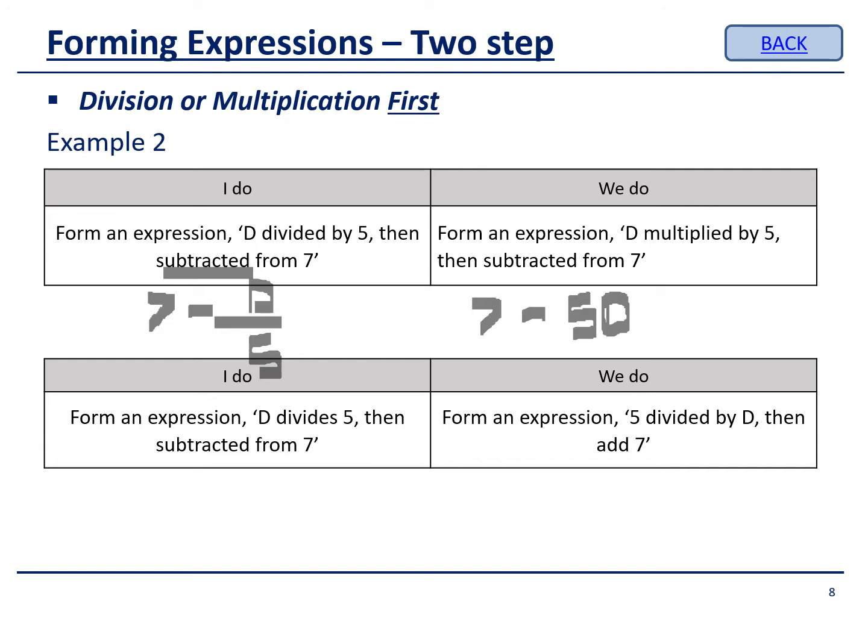Okay, next I do, form an expression d divides 5, then subtracted from 7, 7 subtract d divides 5, okay, nice and easy. Form an expression, 5 divided by d, then add 7. Okay, read carefully, have a go at the we do.